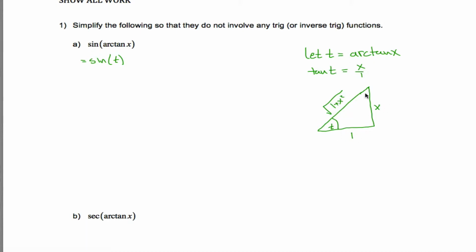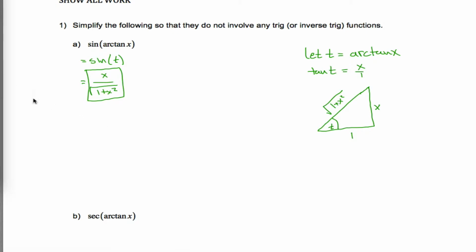And if you have this triangle right here, you can stare at this triangle and figure out the sine of t. SOHCAHTOA, sine is opposite over hypotenuse. So the sine of t would be x divided by the square root of 1 plus x squared. That's your answer.